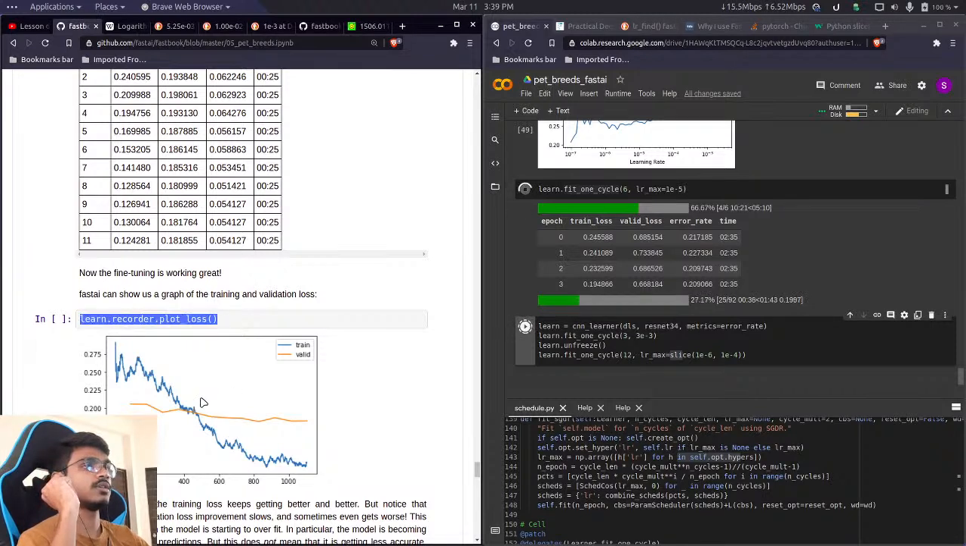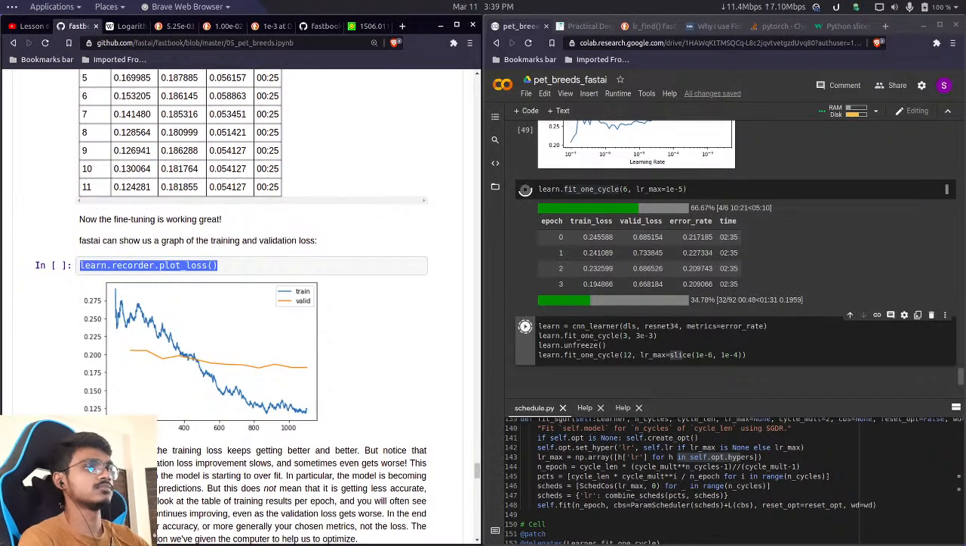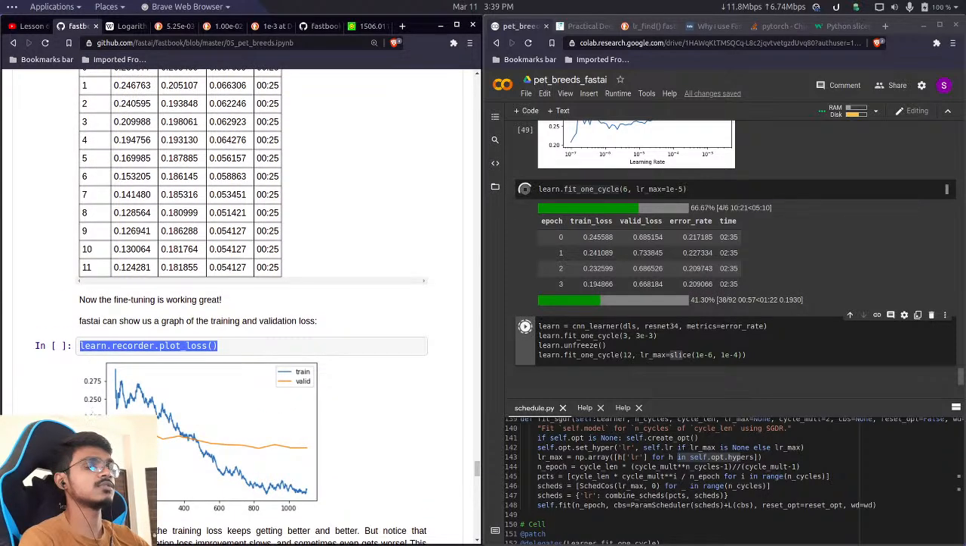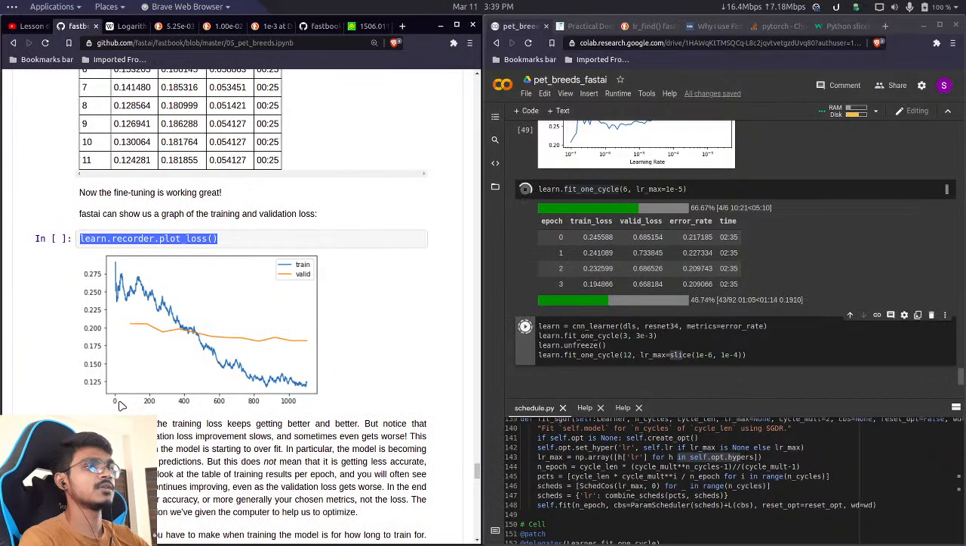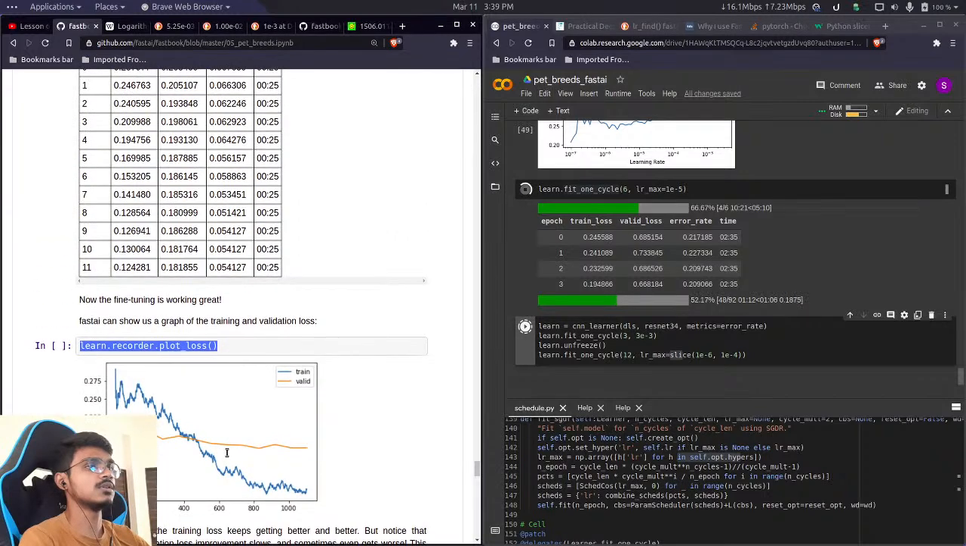Training and validation loss. What does the x-axis represent? The y-axis is for the loss, but the x-axis is for it. It starts from 0 to 1000.